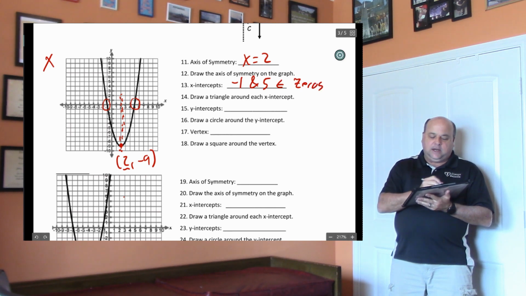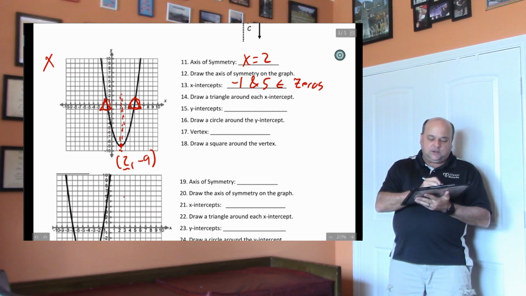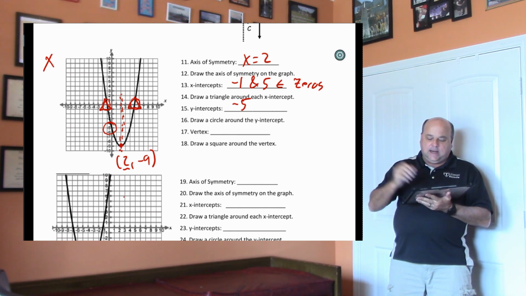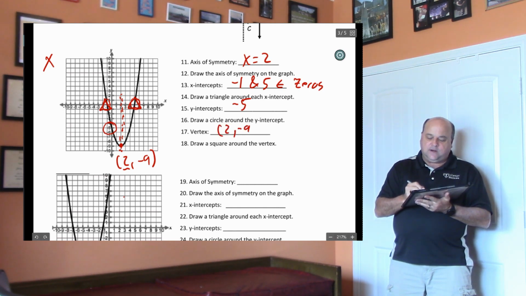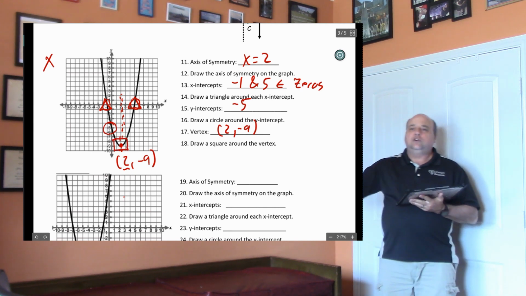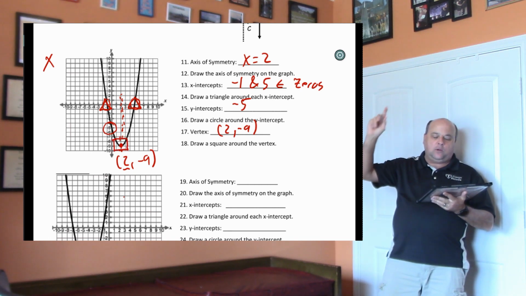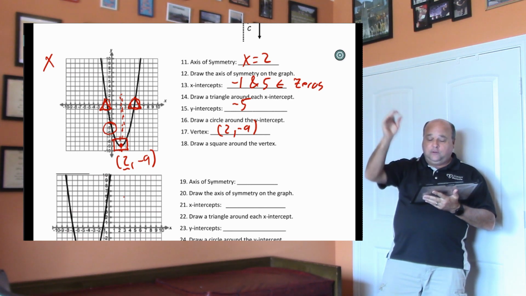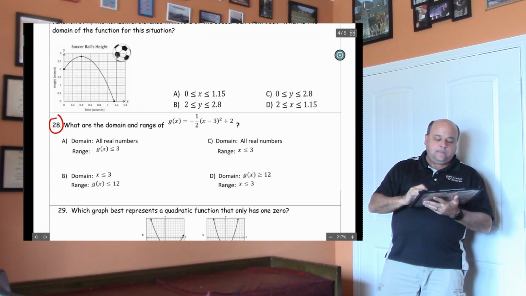Draw a triangle around each x-intercept. I just drew circles, you draw triangles. The y-intercept is right here, which is -5. Draw a circle around it, I did. And the vertex is 2, -9. Draw a square around the vertex. So you triangle the x-intercepts, circle the y-intercept, and square the vertex. Got it? You can do that on your own.